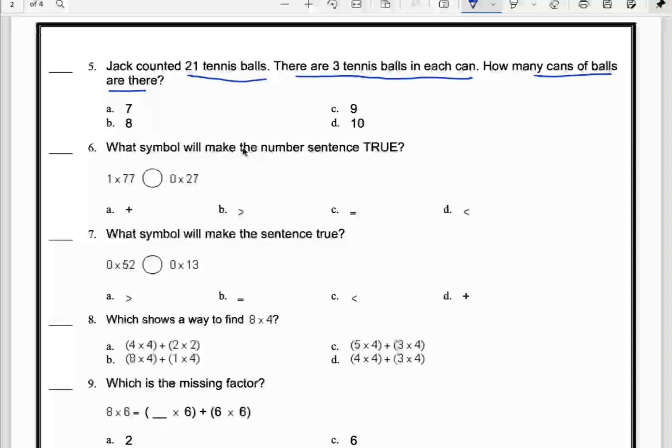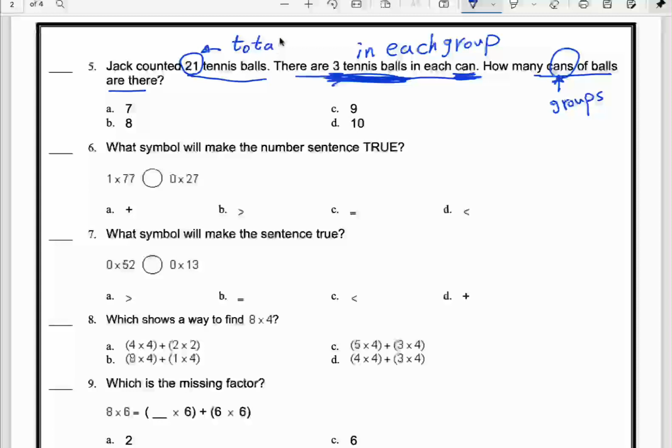So let's see, this is multiplication or division. You should see the numbers here. The 21 is the number of the tennis balls. And the 3 here is the number of balls in each can. So this is the number in each group. And what do we need to find? The question wants us to find how many cans, how many groups. So you see that the 21 should be the total.